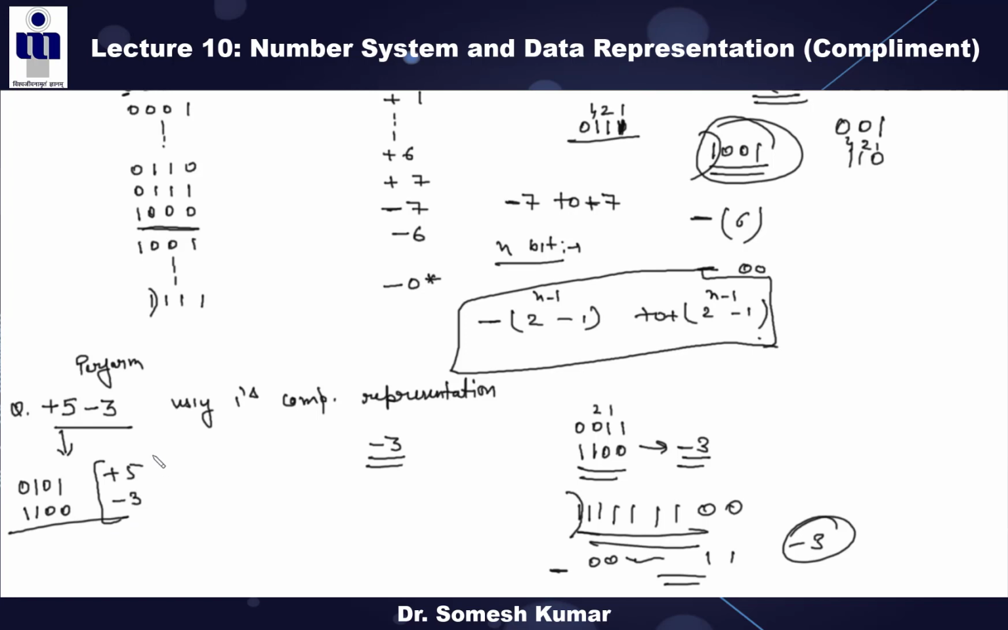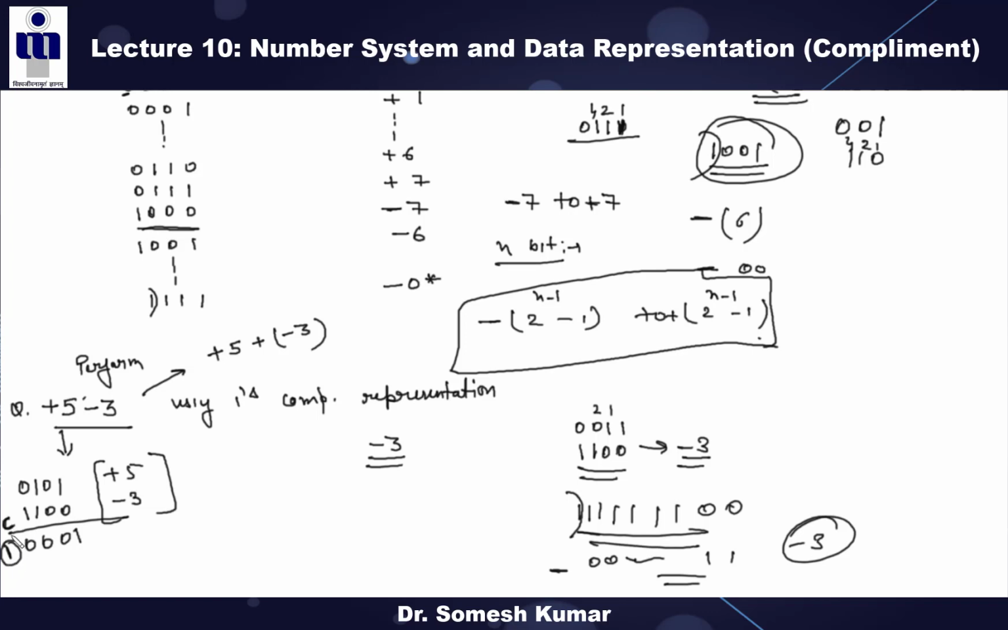Now add both these numbers, right? You can write this like plus 5 and minus 3. So this is your plus 5, this is minus 3. Now you can directly add these numbers, right? So this is your carry, right? This one is your carry.